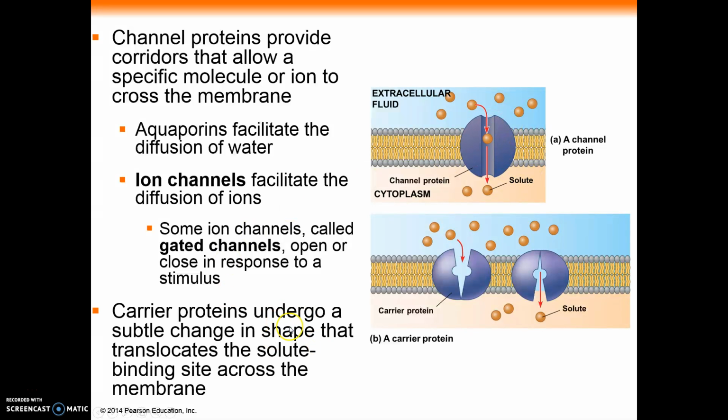Now, a carrier protein is something that doesn't have a full channel going through. Instead, what it can do is change shape. So here we can see it kind of opening up clam-like, and it has a little spot where it can hold this molecule inside. So the molecule will go in, fit into that space, and then it closes and then opens on the other side, allowing it to go through.